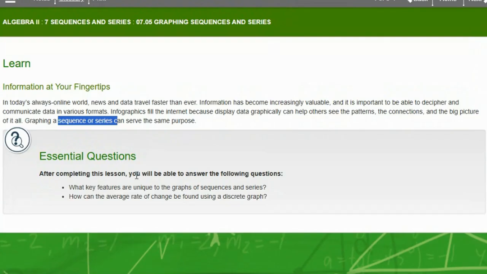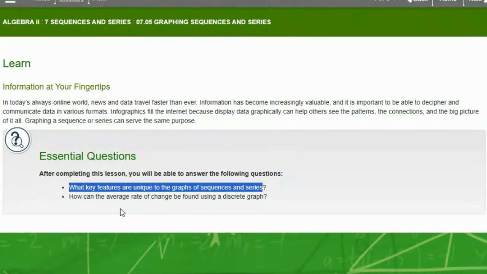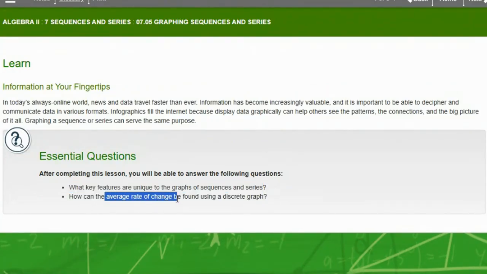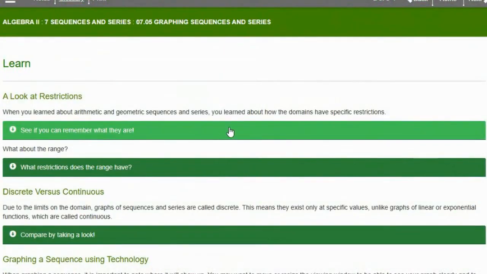After this lesson, you'll be able to answer the following questions. What key features are unique to the graphs of sequences and series? And how can the average rate of change be found using a discrete graph? That's always a good one. We talk about the average rate of change all the time in algebra. Let's look at the restrictions.